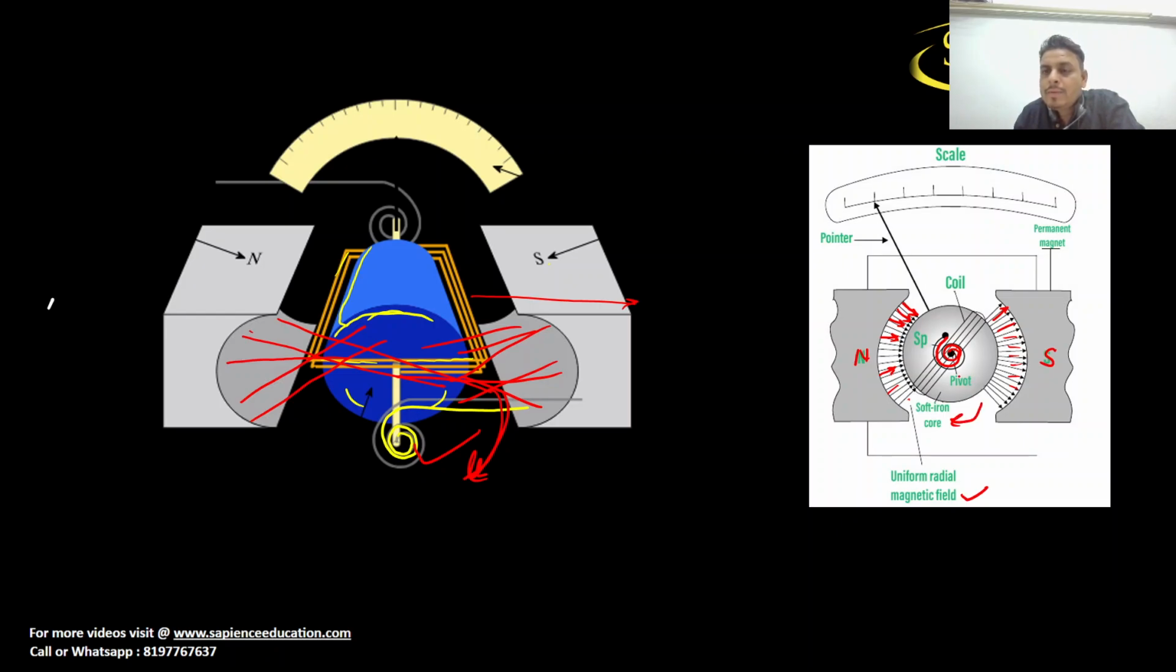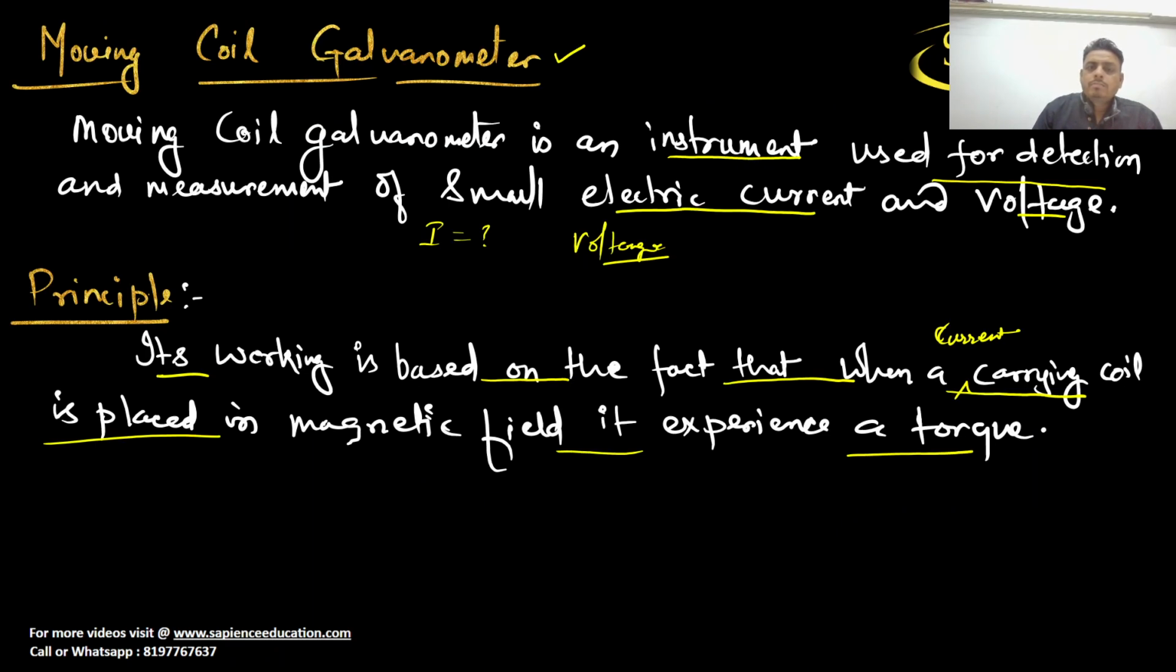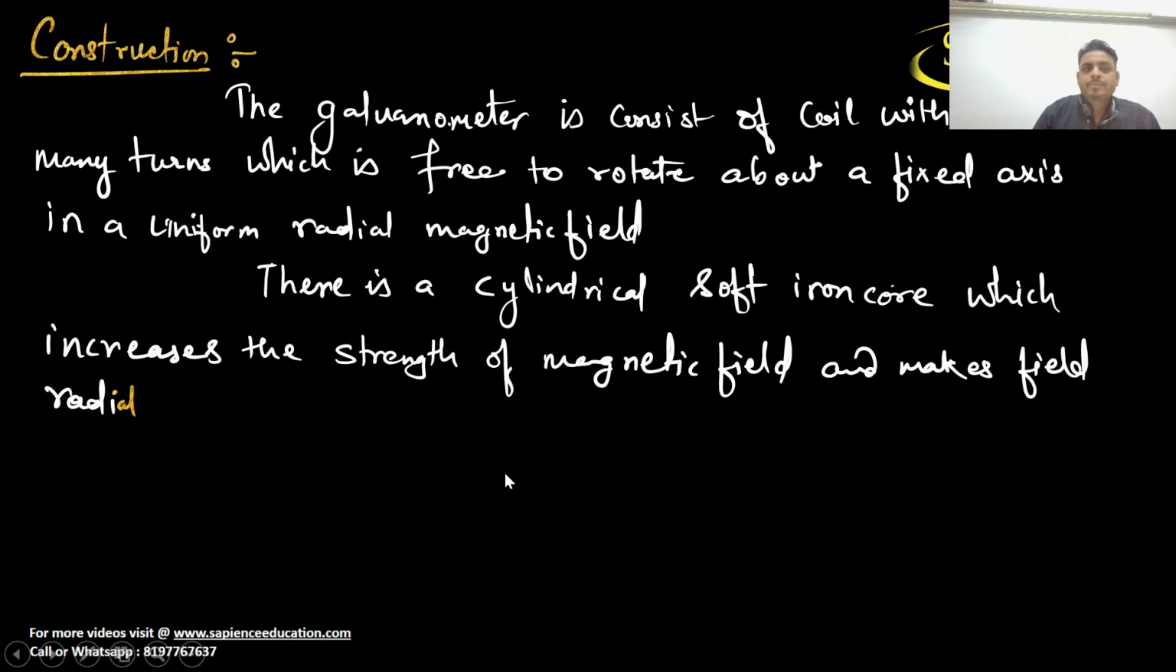So what will happen as the current goes? The spring will try to move it back to its original position. So the spring will give you a restoring torque. Understood? I hope you have understood this. Now let us go for the construction.